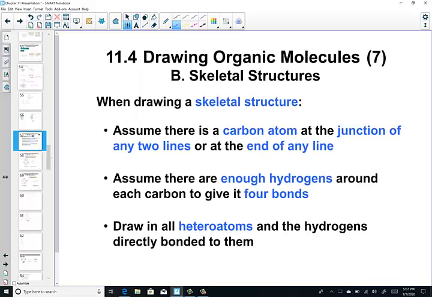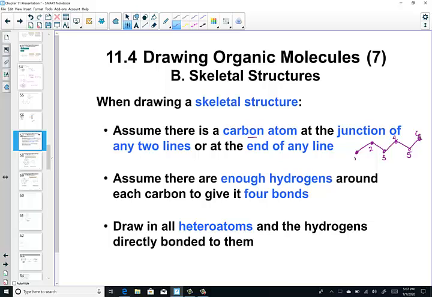When we draw skeletal structures, we assume that there is a carbon atom at the junction of any 2 lines or at the end of any line. A skeletal structure, for instance, are these zigzag lines. At the terminal end, we know our carbons, and at every junction of any 2 lines are also carbon. So when I draw that zigzag line, I actually just showed you a 6-carbon chain.